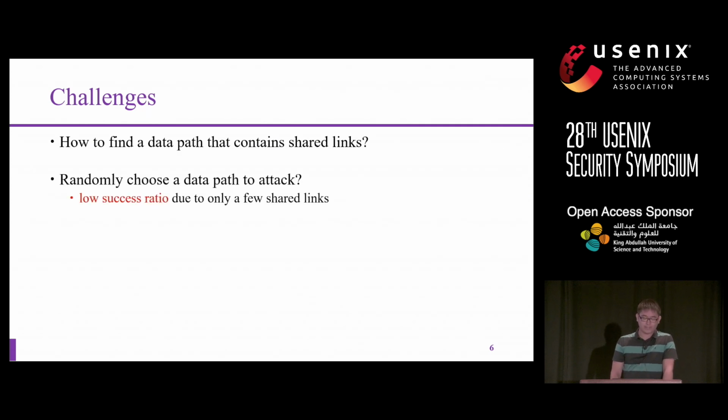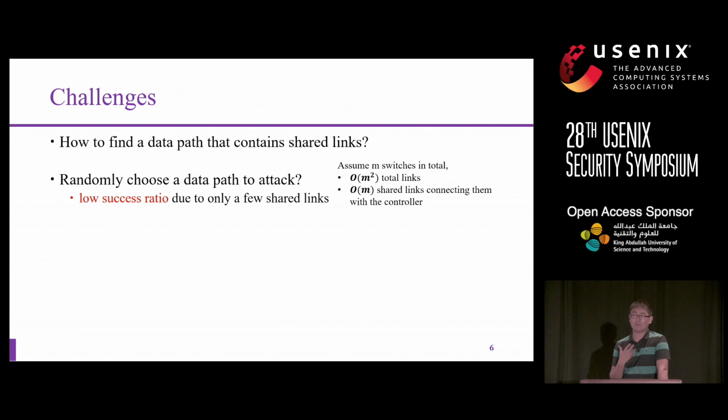So one way is, can we randomly choose a data path to attack? Well, this will result in a low success ratio because there are only a few shared links in SDN switches. For example, assume there are only M switches in total. The total number of links in the network will be O(M squared). However, there may be only O(M) shared links connecting the switches with the controller.